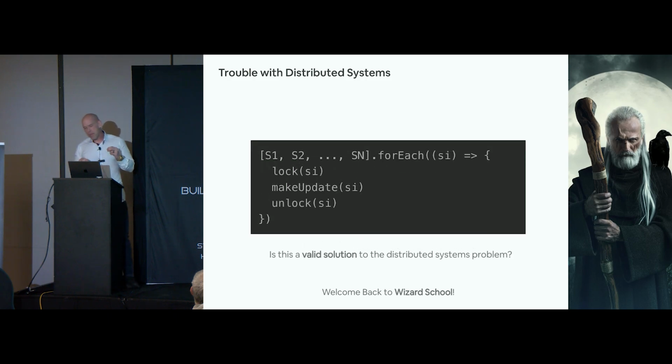So let's try to be a little more clever, but not too clever, and say, oh, we're going to have the ability to lock every different subsystem. So no changes can occur while we lock it, and then we'll have the ability to unlock it. And so we're going to lock a node, and then we're going to make the update, and then we're going to unlock it. Is this a valid solution? Is it? Look at where the lock's occurring. The lock is occurring right before and after each individual update. So what have we failed to achieve here?